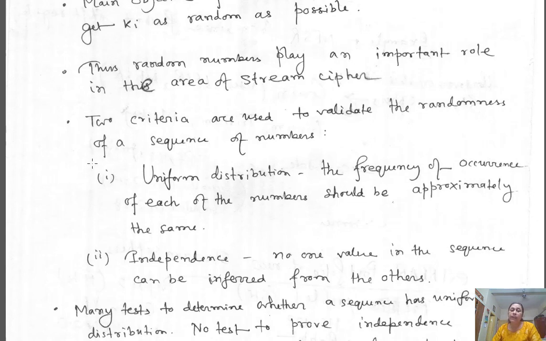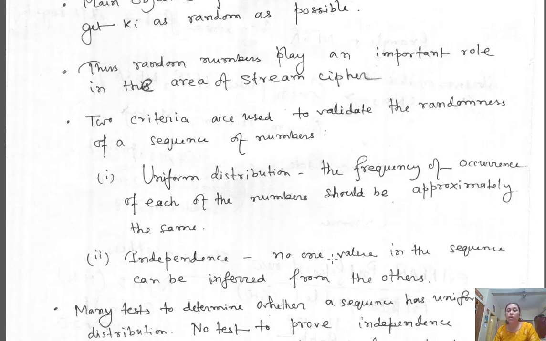Okay. So, given a key stream, uniform distribution means the frequency of occurrences of each of the members should be approximately the same. So, suppose your key stream alphabet is L, and it consists of several symbols. The frequency of occurrences of each symbol from that alphabet in the key stream should be approximately the same.